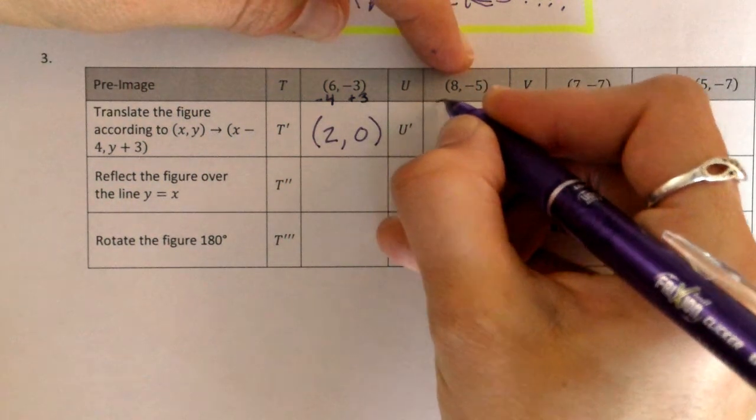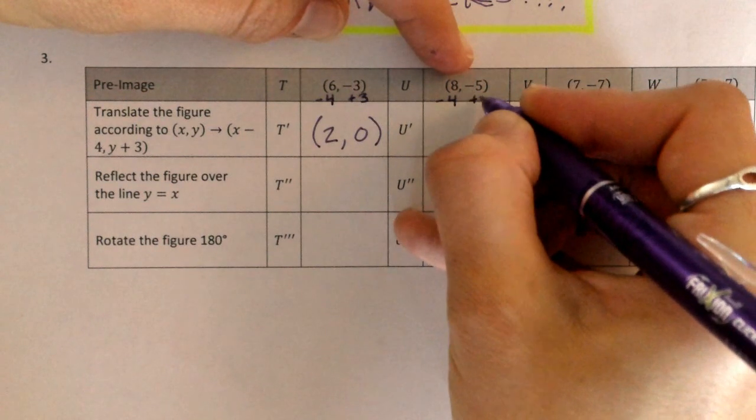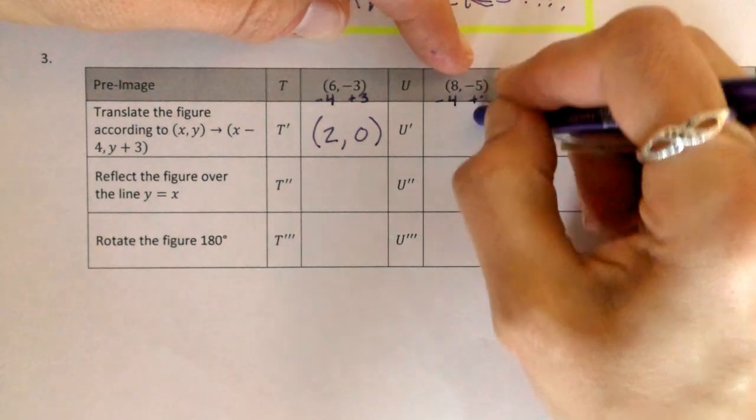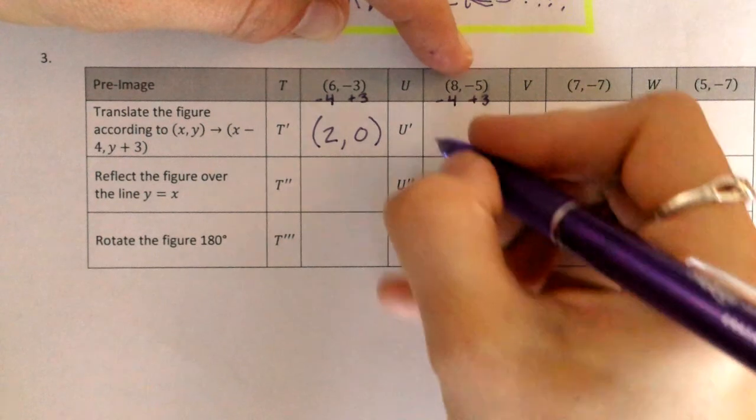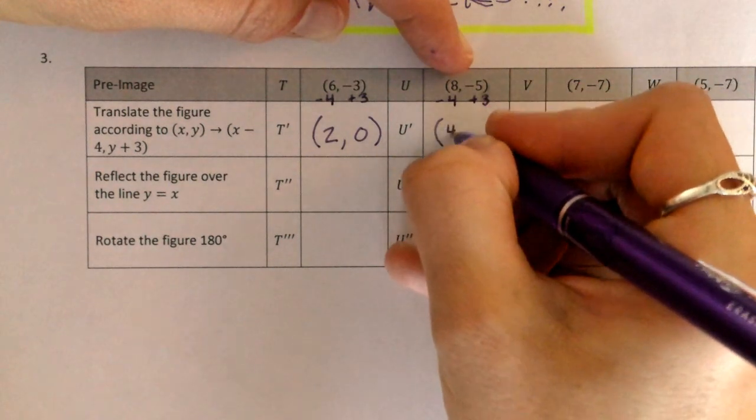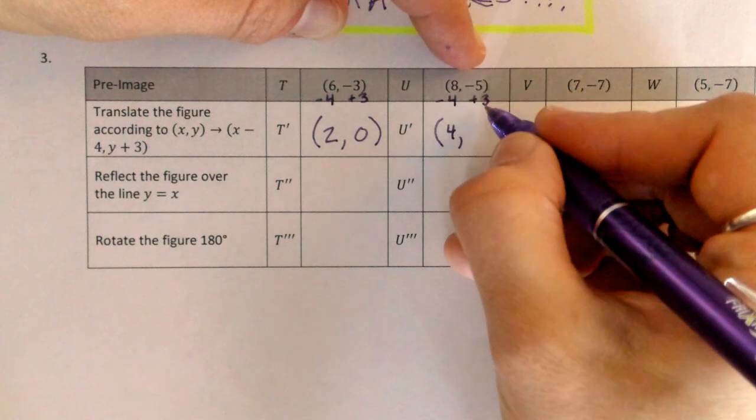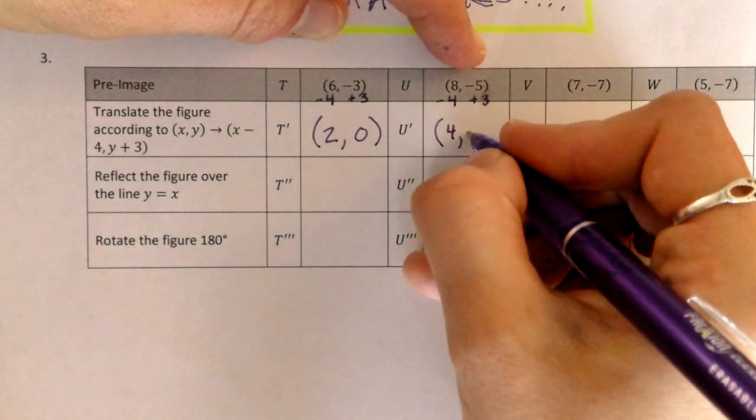U, we're going to subtract 4 from the x, add 3 to the y. 8 minus 4 gives us 4. Negative 5, we're only adding 3 to it, so we're going to end up at negative 2.